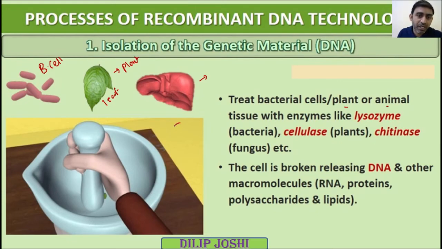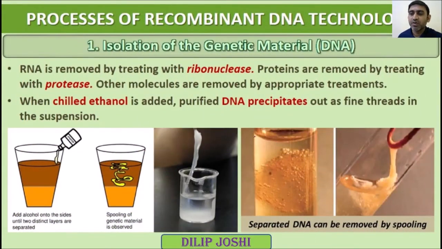So remember the names of these enzymes: cellulase, pectinase, chitinase, lysozyme. These are required to degrade the wall so that we can reach the DNA. Lysozyme for bacteria, cellulase for plant, chitinase for fungus, and pectinase is also used for plant. Then the cell is broken, releasing the DNA and other macromolecules like RNA, protein, polysaccharide, and lipid. Then isolation of genetic material.